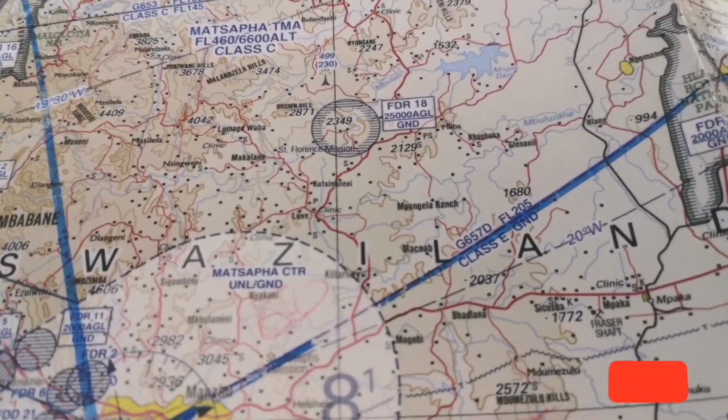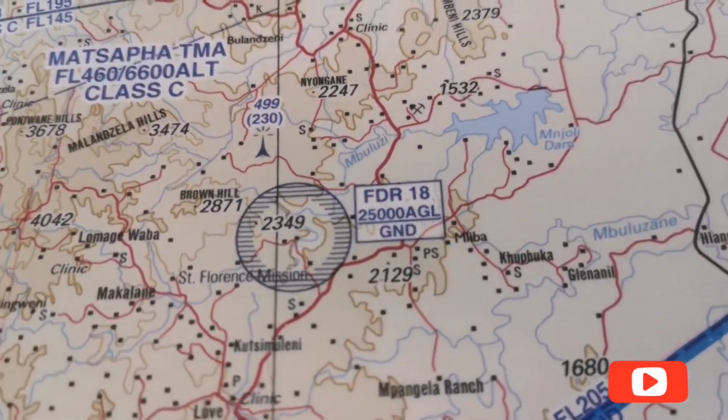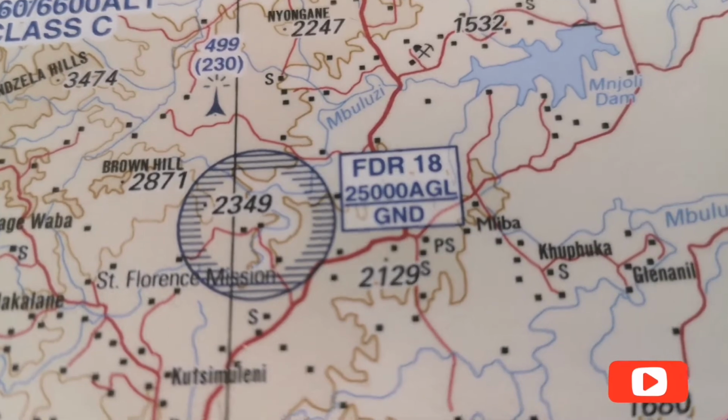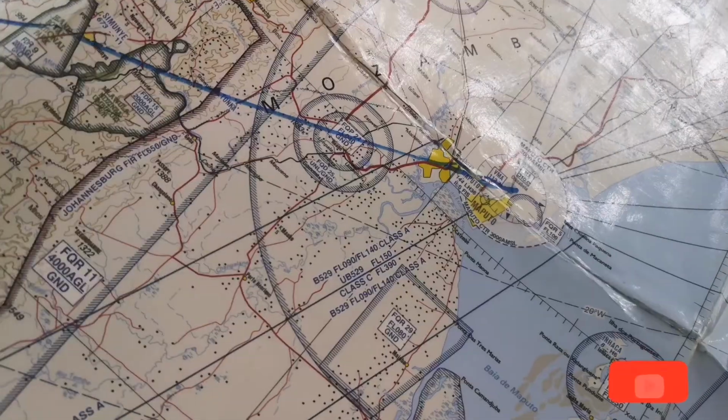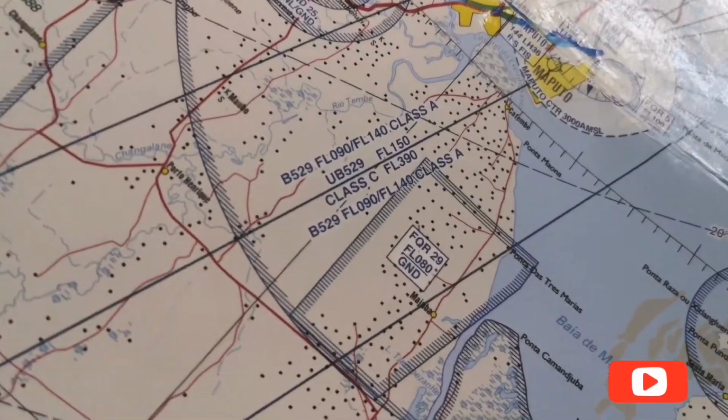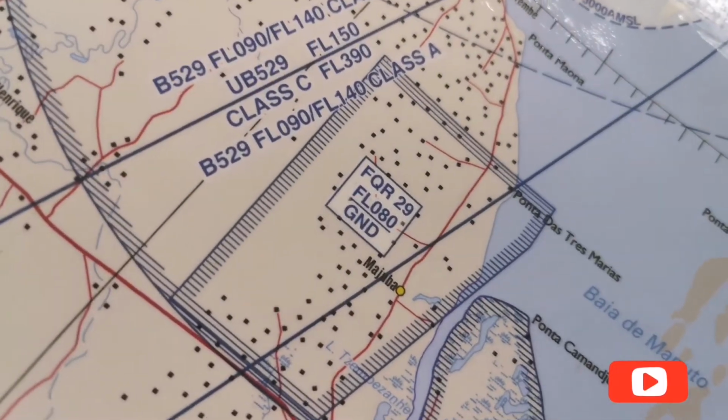it will be P if it's prohibited. If you're in the airspace of Swaziland, for instance, it will be Foxtrot Delta, which represents Swaziland, and then the letter that represents the particular airspace. So it will be Foxtrot Delta Delta for danger airspace, or Foxtrot Delta Romeo for restricted airspace, and Foxtrot Delta Papa for prohibited airspace. In Mozambique, again, it will be Foxtrot Quebec, because FQ stands for the Mozambican airspace.